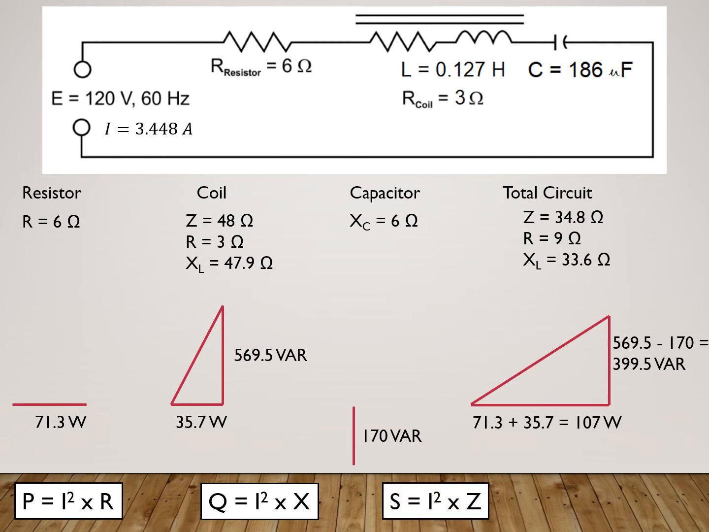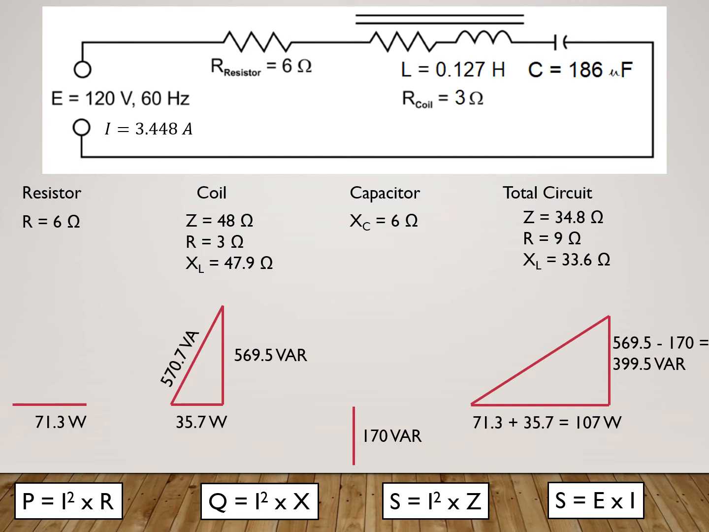The next thing I want to do is find my apparent power. Now this formula, S is equal to I squared times Z, I'm only going to use for the coil. I'm going to use a different formula for my circuit total, and I'll tell you why in a minute. So if I use this formula for the coil, I find that my coil has a total apparent power of 570.7 VA.